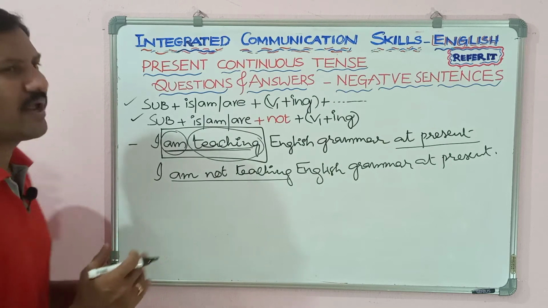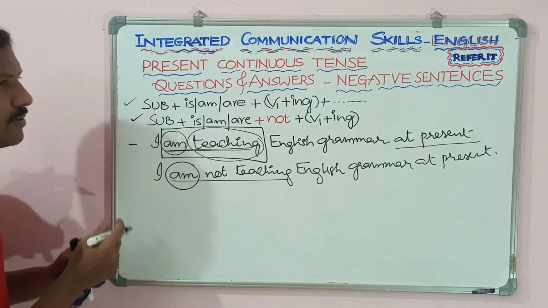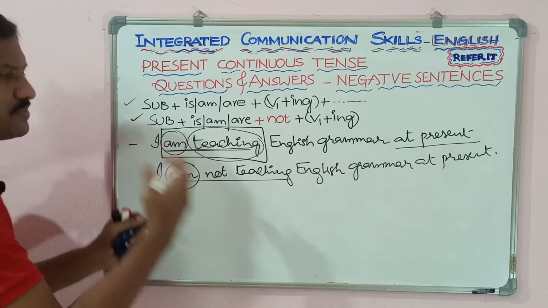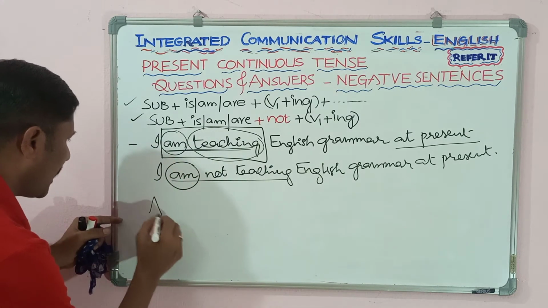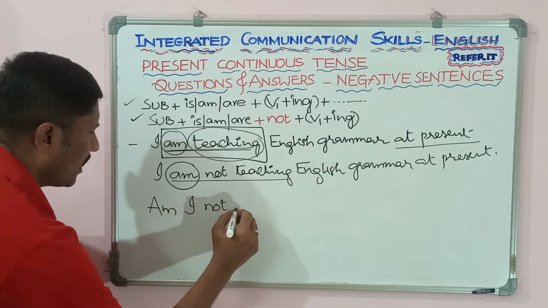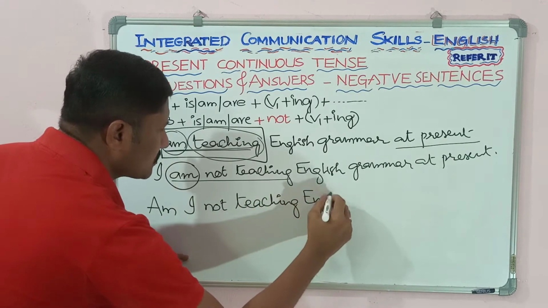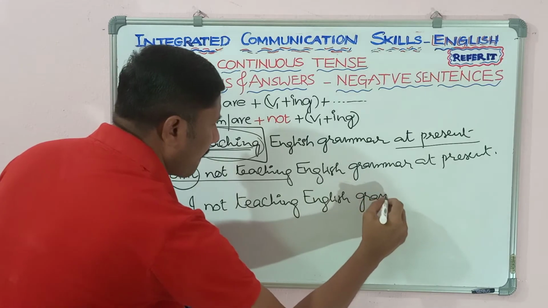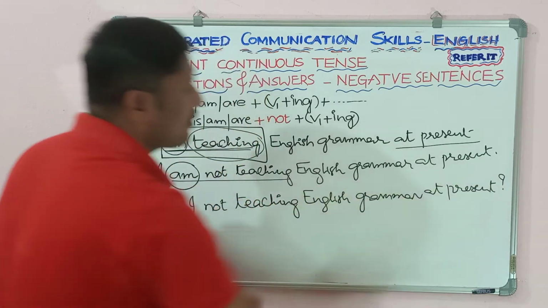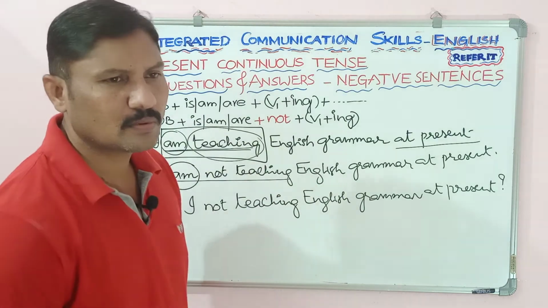So while framing a question, we have to take the helping verb or auxiliary verb to the beginning of the sentence. Then you have to write the subject. Like this you can write: am I not teaching English grammar at present? Okay, this is the question. Come on, let me read it. Am I not teaching English grammar at present?